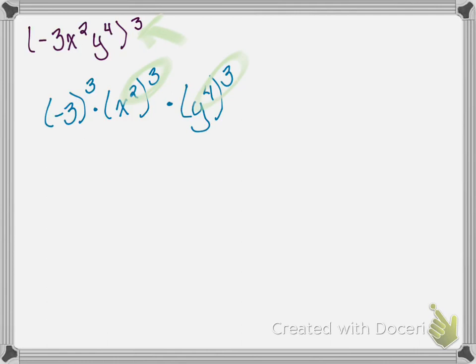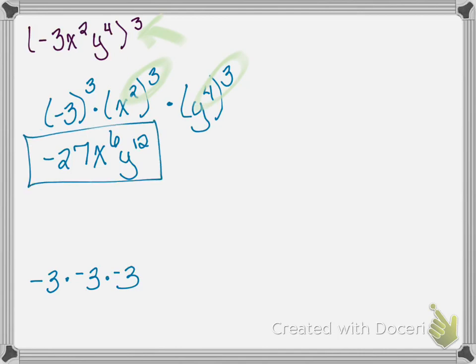So negative 3 to the third power means negative 3 times negative 3 times negative 3. Excellent, negative 27. And then I have x to the 6, good, because it's 2 times 3, and then I have y to the 12, good, because it's 4 times 3. So a power to a power is when we multiply. So this is my final answer right here.